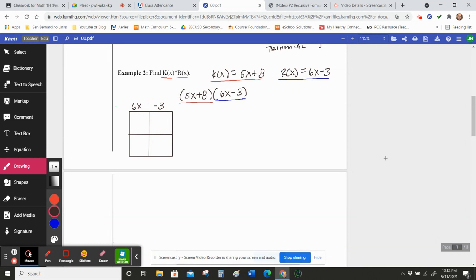And on the left side, I'm going to write the 5x plus 8. So again, doesn't matter which side you put it on, just pick. It's 2 by 2, so it'll work out. Once you have this, next thing we need to do is multiply everything out and fill in the boxes, right?